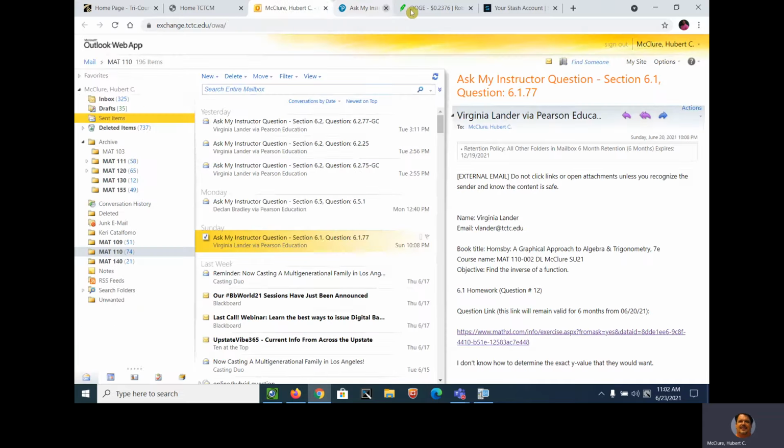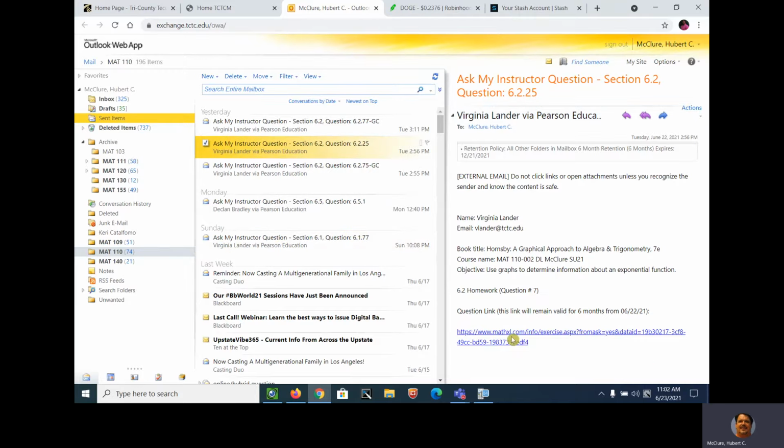That's 6.1. 6.2 is next. So 6.2, 25/7. Let's see what this one looks like.